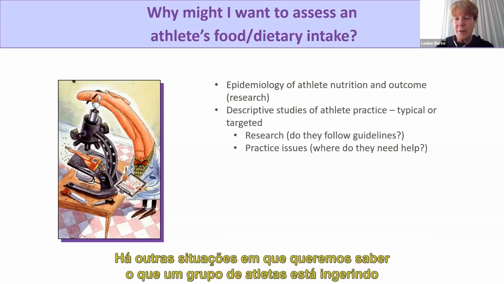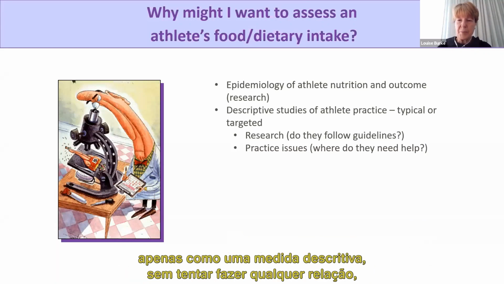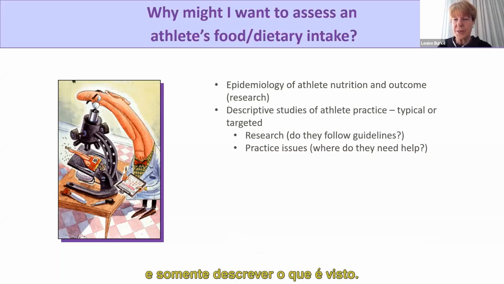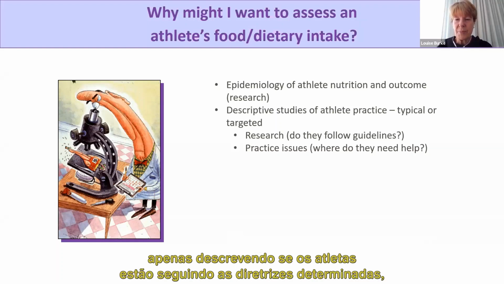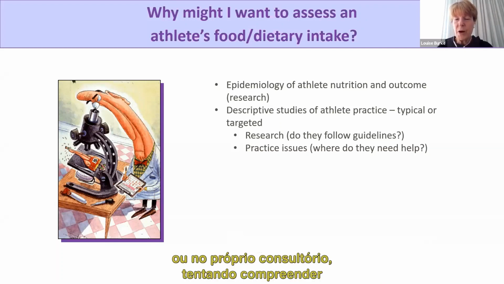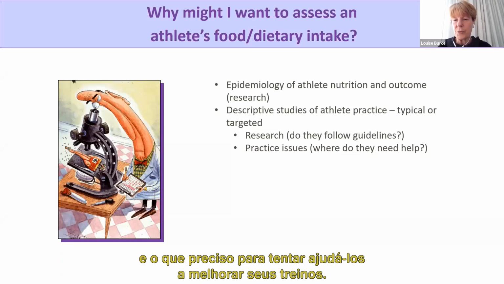There are other times when you might want to find out what a group of athletes are eating just as a descriptive measure. You're not trying to relate it to anything other than just describe what you see. And you might be doing that for a research practice, thinking about just describing whether athletes follow the guidelines that we've established, or you might be doing it in your own practice where you're trying to work out where the areas of nutrition need are. What are athletes currently doing and what do I need to try and help them to improve their practices?